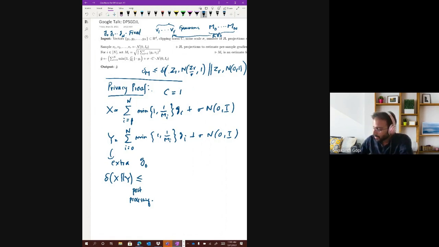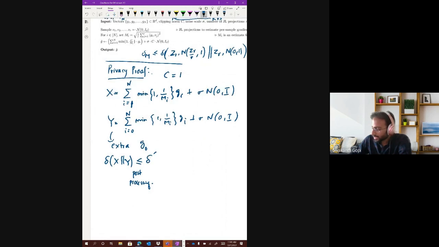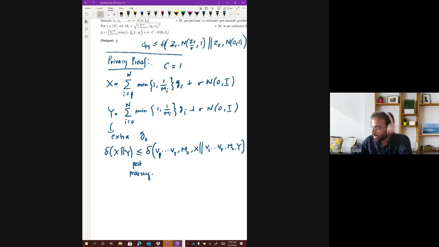I'll use the post-processing inequality to say that I'll actually tell the adversary more information. I will also tell the adversary all these random Gaussian vectors that I use to do the estimates, and let's say I also put in the M0 here. We'll see why that is useful. Basically, I'm telling the adversary that I will also tell you all the things that I used, so you can use that information to distinguish between these two. It'll only make it easier, so that's why it's an upper bound.